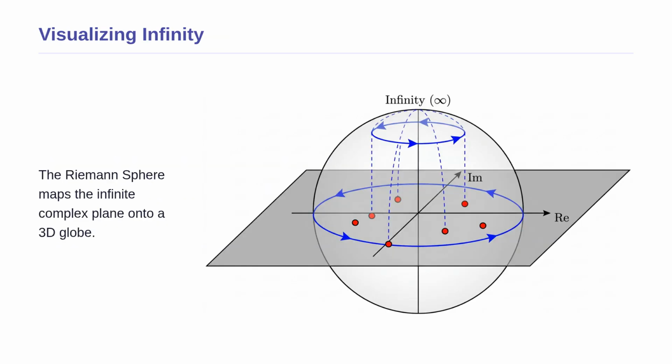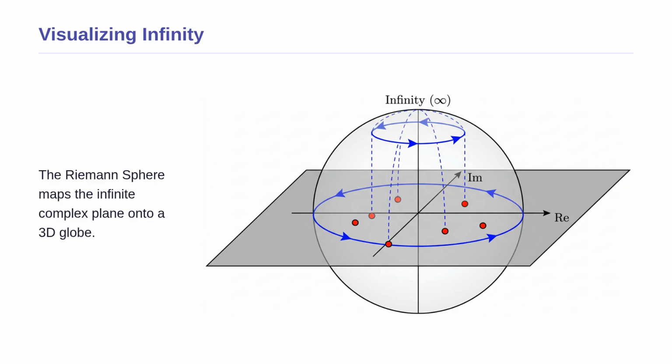Now that we have wrapped our plane around a globe, let us look at what happens to our contour integrals. In this diagram, you can see the flat complex plane at the bottom, with red dots representing finite singularities. The large blue circle on the flat plane grows outward to enclose all these finite singularities. As it grows infinitely large, it creeps up the sides of the Riemann sphere. Eventually, it becomes a tiny circle tightly wrapping around the North Pole, which represents infinity.